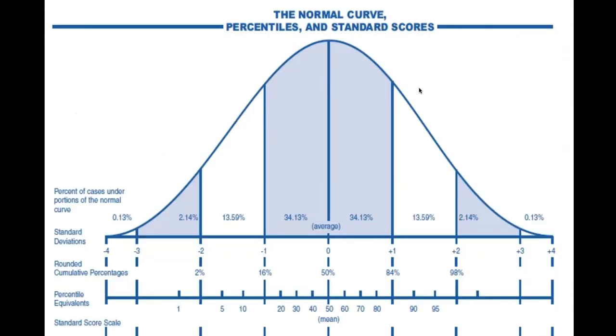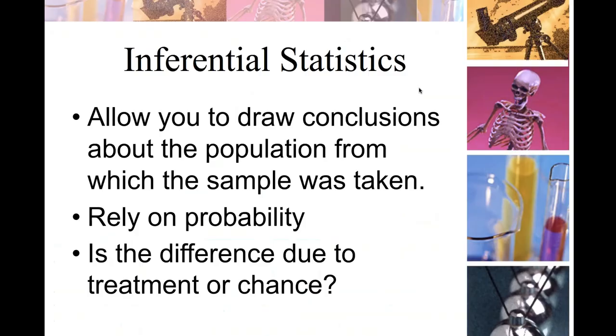Now here we can. We can draw some conclusions here. So we're starting to get into inferential information. Inferential statistics allow us to draw conclusions about the population from which the sample was taken, and they rely on probability. So again, this is all about probability, right?